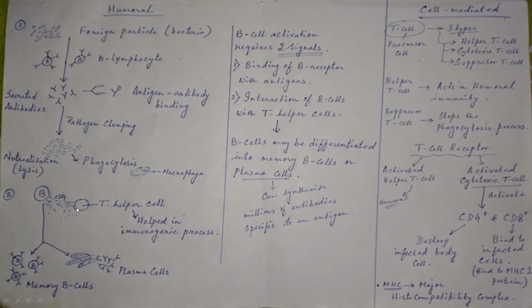Okay, and from there what happens? Two cells are produced. After their reaction, two cells are produced. What are those two cells? Memory B cells and plasma cells. Memory, once you catch hold of memory, you will never forget. See, your memory also works like that. Our human memory also works like that.